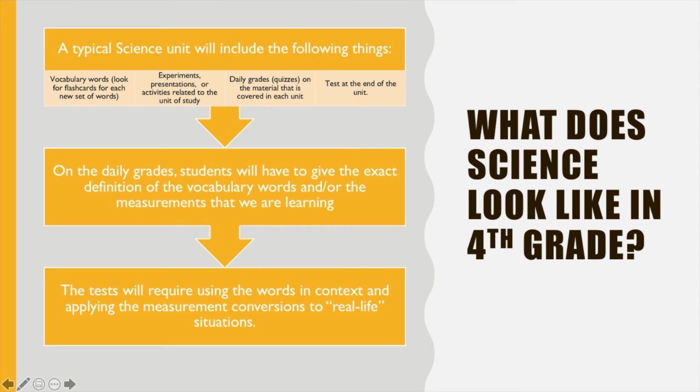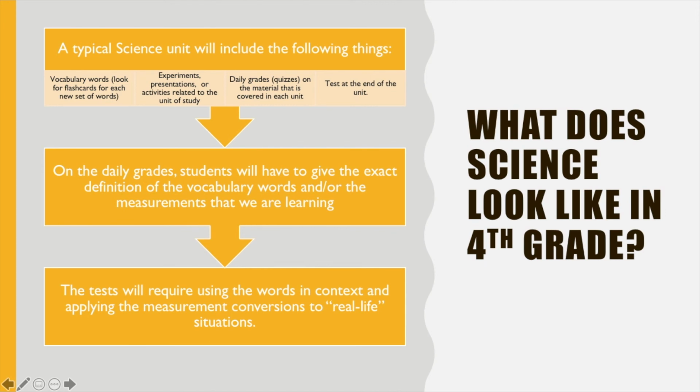Switching gears just a little, we're going to look at the science curriculum. So what does science look like in fourth grade? A typical science unit will include the following things: vocabulary words, and you can look for flashcards whenever we start a new topic in their notebook. They will also have experiments, presentations, or activities related to the unit of study. Now, we won't always do all 3 of those, but we will usually have at least one of those things that is related to the topic that we're going over.